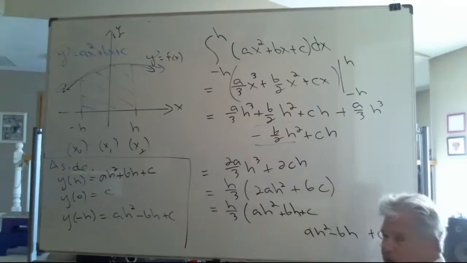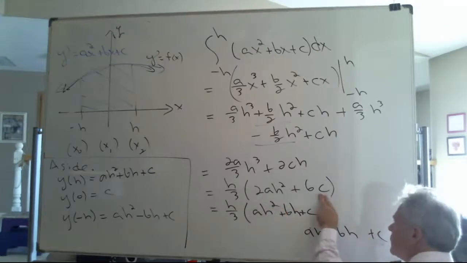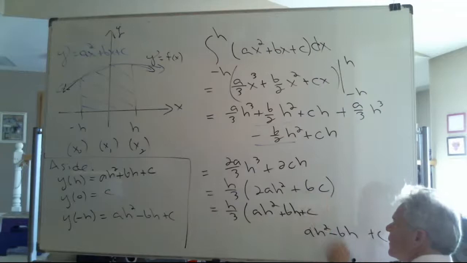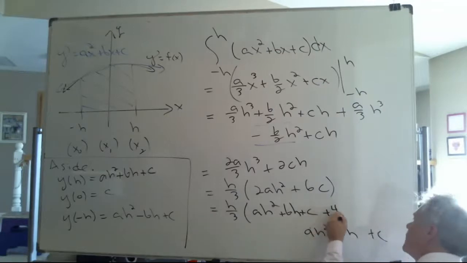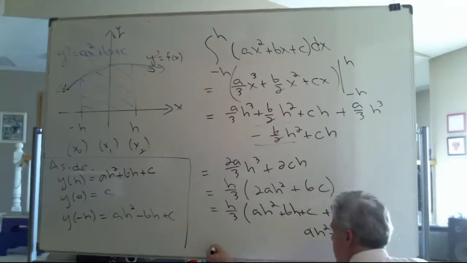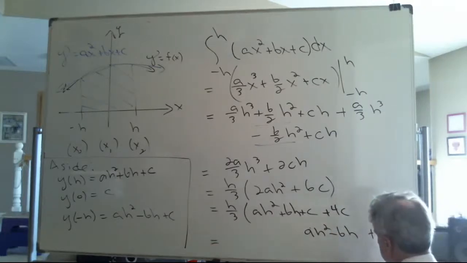Oh, you know what? I think I messed up. Watch, the arithmetic doesn't match up. ah squared plus ah squared is here. c plus c is here. These two cancel. But this c plus c is just 2c, not 6c, so I better add in 4c to compensate. That being the case, wow, I think I might make it with my board space.